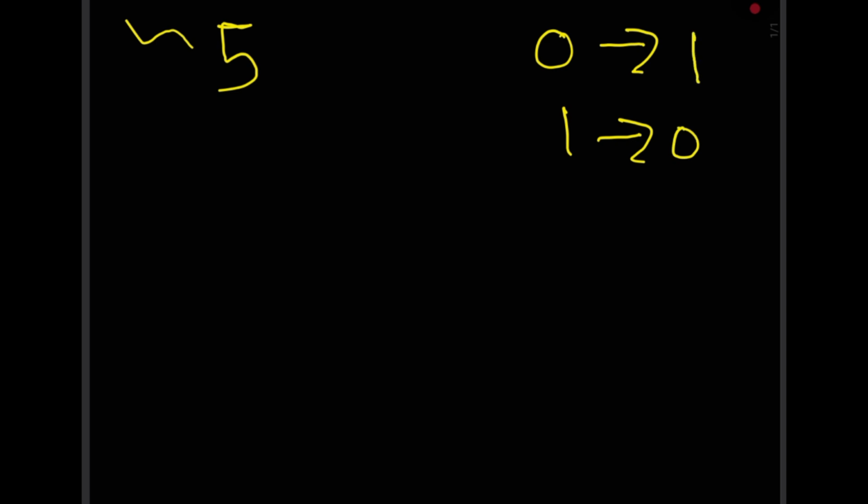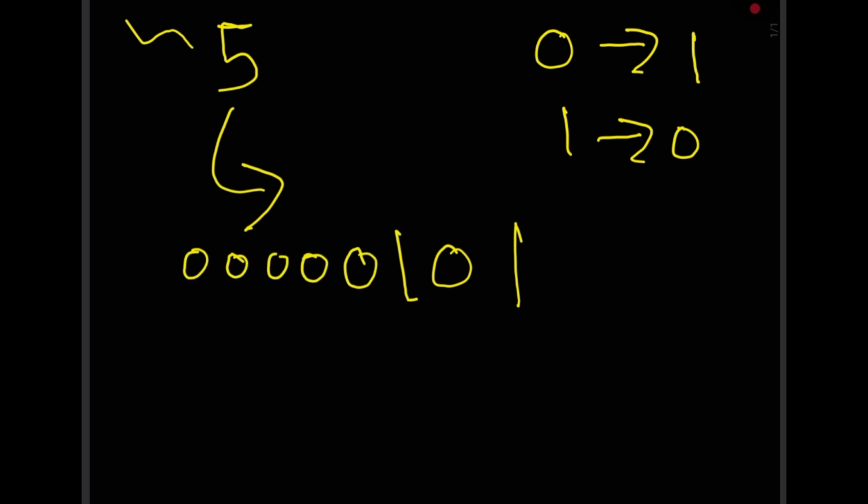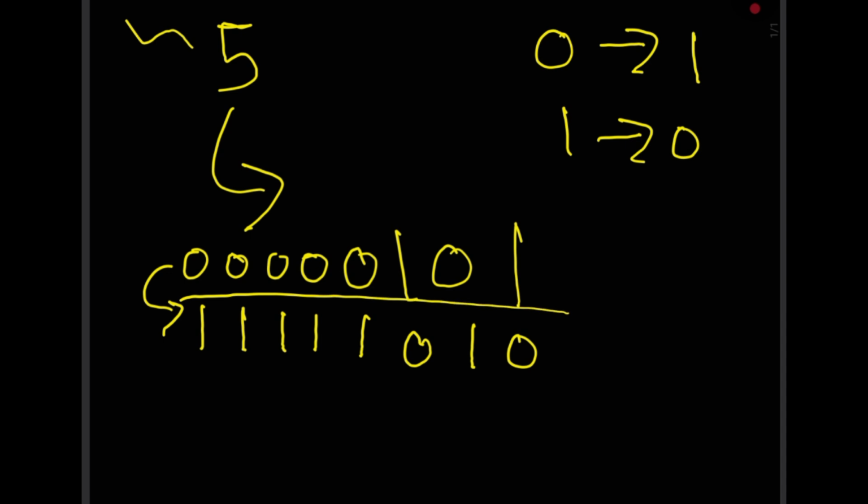So not 5. This is just inverting the value, meaning for 1 it will be 0 and for 0 it will be 1. So the binary of 5 is 101. So it will turn the 0s into 1s, and this 1 into 0. It will just reverse. So this new number is nothing but -6.